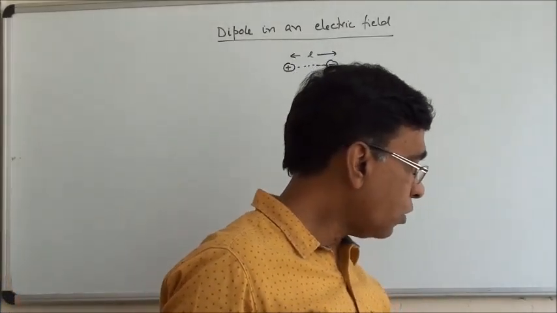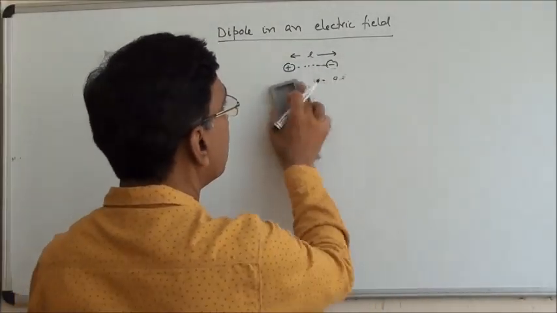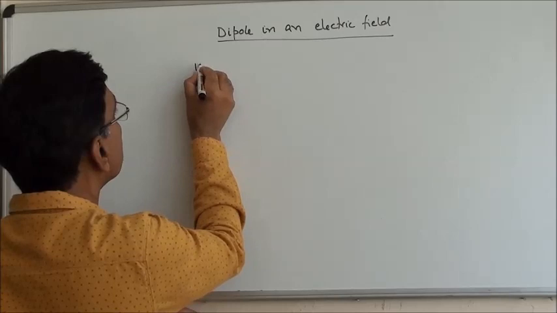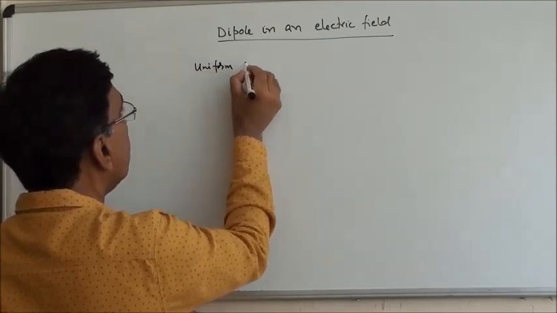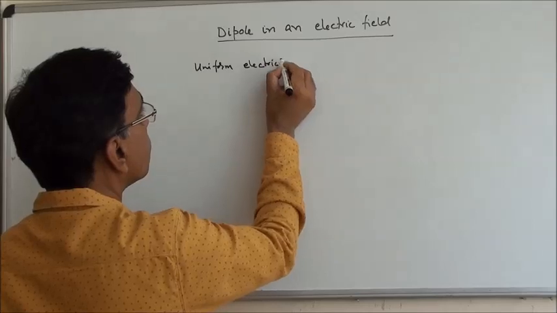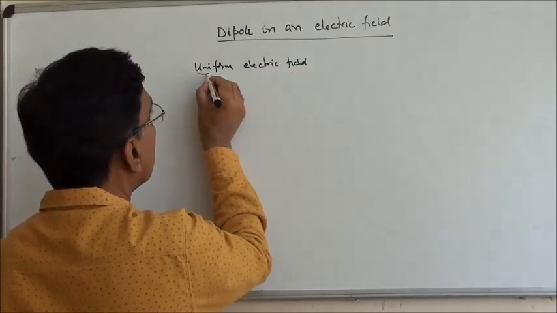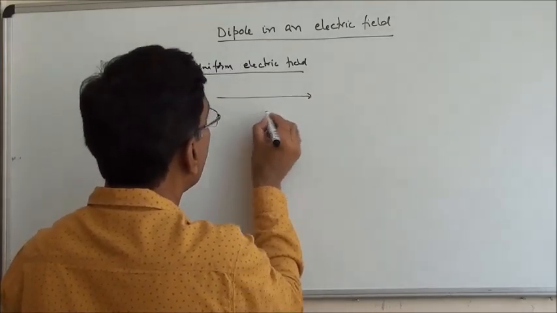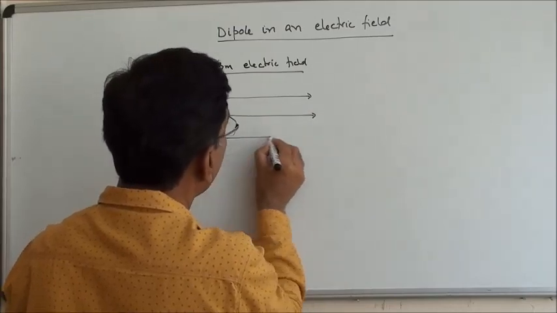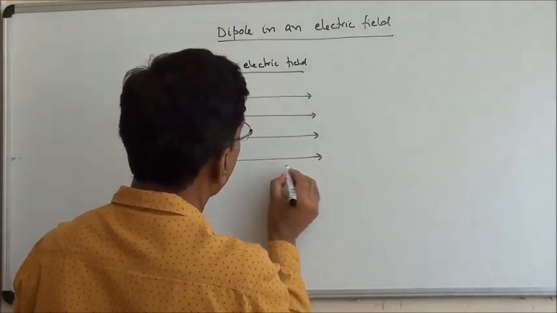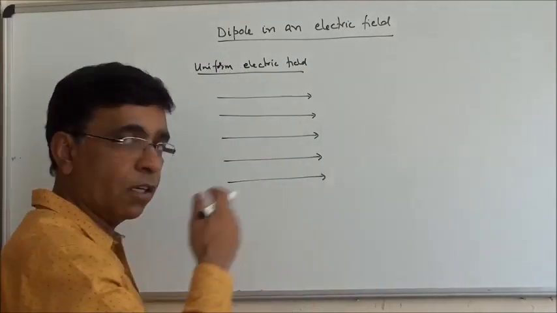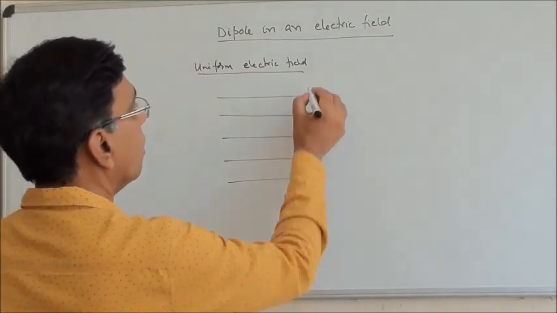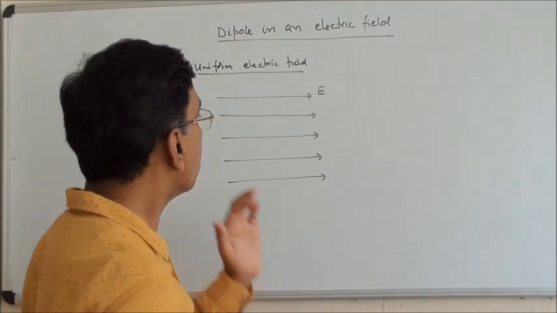Now we will study what will happen if I keep an electric dipole in an external electric field. Let's first consider a uniform electric field. Uniform electric field means constant in magnitude and in direction: same direction, same magnitude. It is represented by parallel and equidistant lines. Let E be the intensity of the electric field.